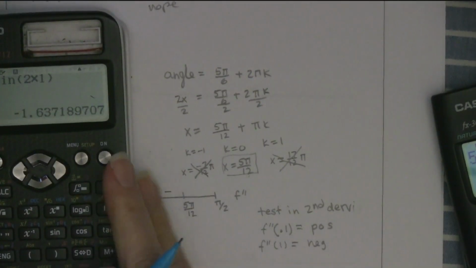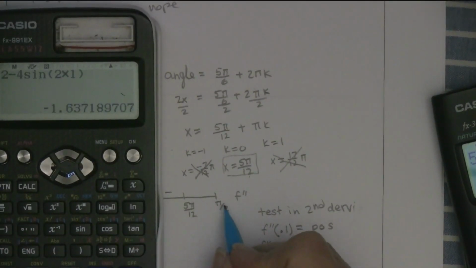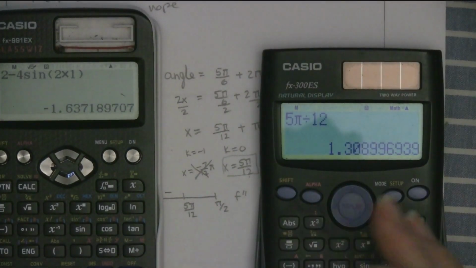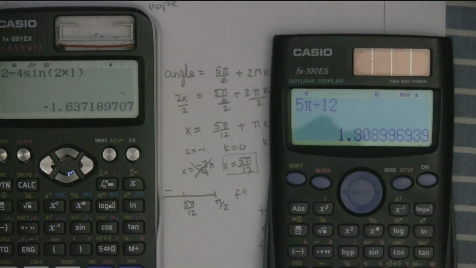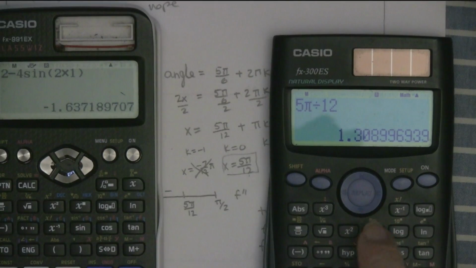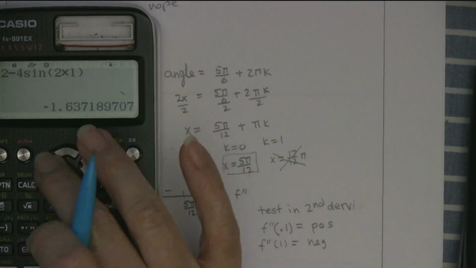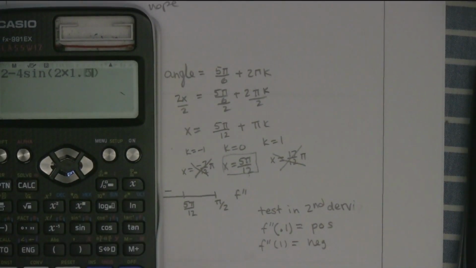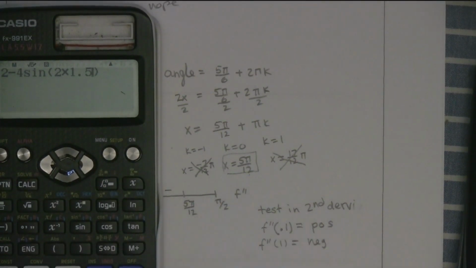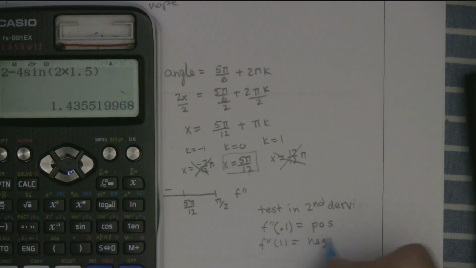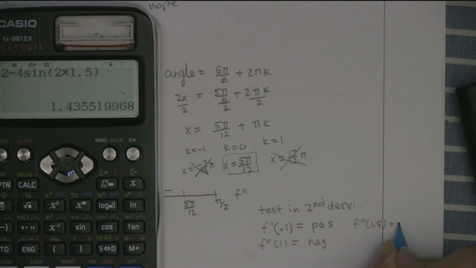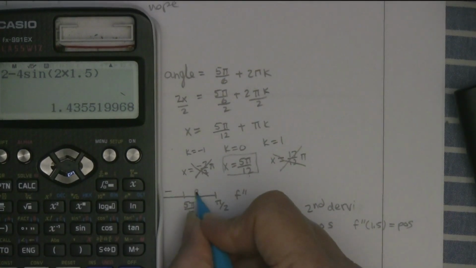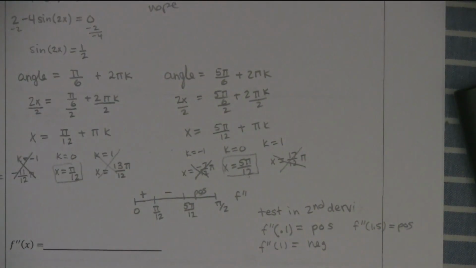So this is negative. And then I want to guess something near pi over 2, right, in between there. Pi over 2 is 1.57. So I'm going to try 1.5 just because I don't remember what this other value was. But 1.5 will be good because it'll be right here close. And this is positive. And so in the second derivative, I tried 1.5 and I got positive here. And now I'm ready to answer the question.